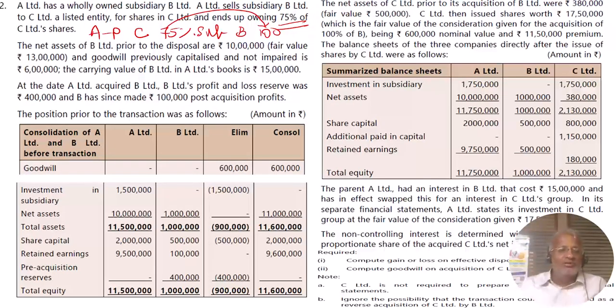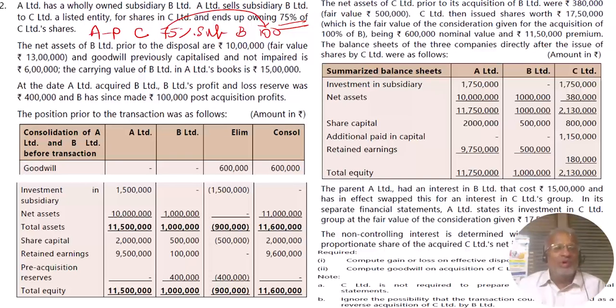Now let's go through the second paragraph. So this will communicate the numbers there. The net assets of B Limited prior to the disposal of B Limited is 10 lakhs, fair value being 13 lakhs, and goodwill previously capitalized and not impaired is 6 lakhs. The carrying value of B Limited in A's books being 15 lakhs.